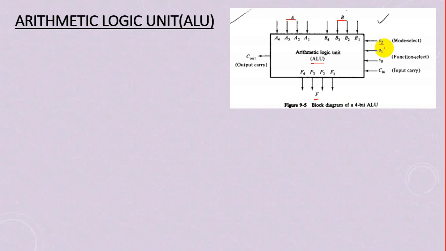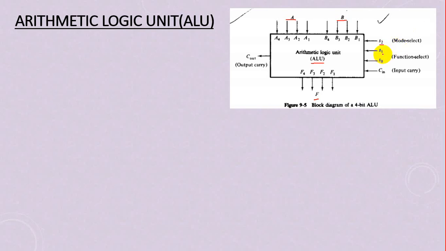AND operation, OR operation, NOT operation, exclusive OR operation. Shift operation is not performed here. For shift operation, we use another device called a shifter. Only logic operations are performed. So the mode select pin decides whether the block will perform arithmetic or logic operation. If it is 0, arithmetic operation. If S2 is 1, logic operation is performed.